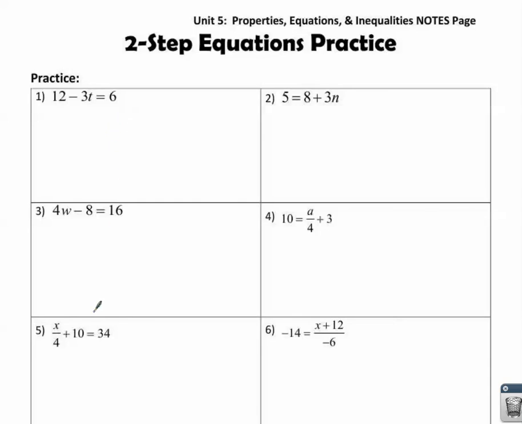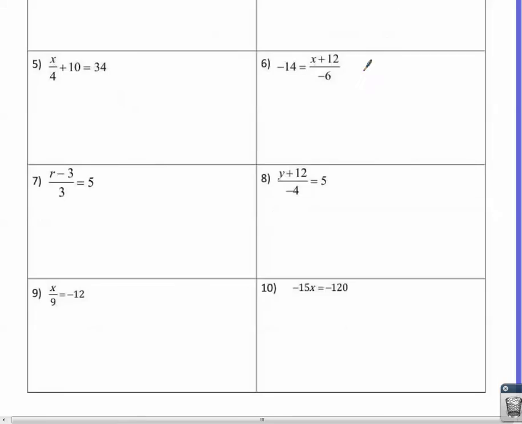Let's look at problems like number 5 and number 6. Let's draw our line. Your variable's on the left side, so you want to look at your constant. Your constant is a positive 10. You need to move that first. So the inverse operation of a plus 10 is going to be minus 10. What you do to one side, you must do to the other. So you bring down what you have left, which is x divided by 4 equals 24.